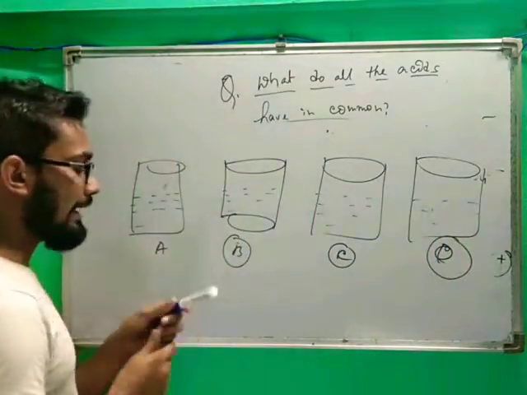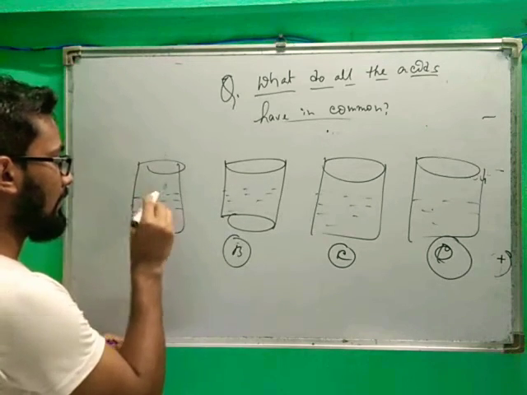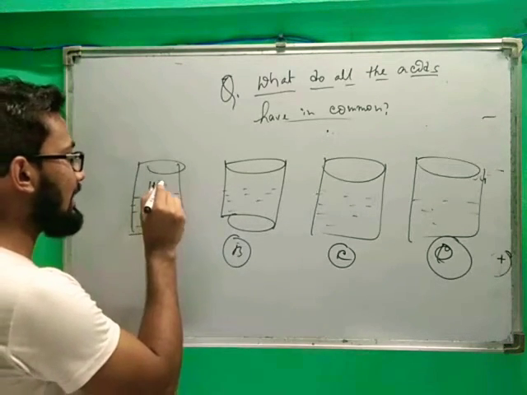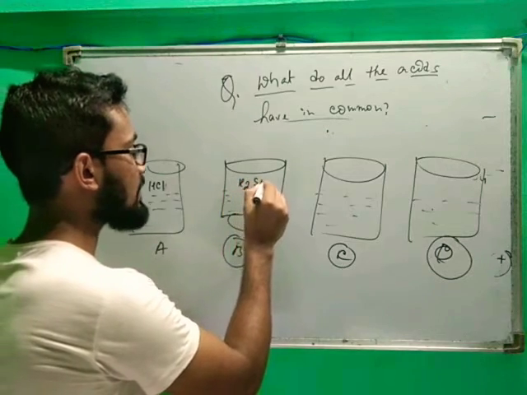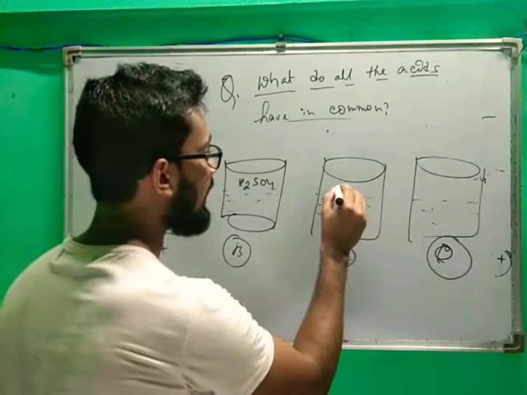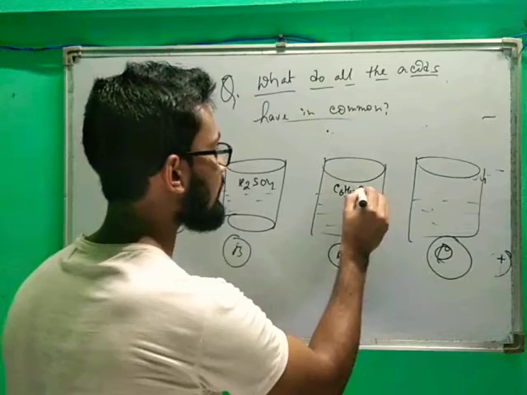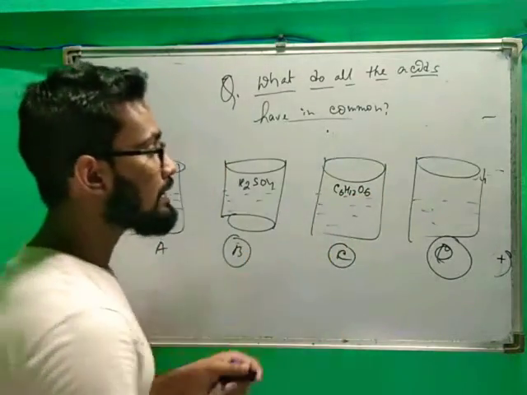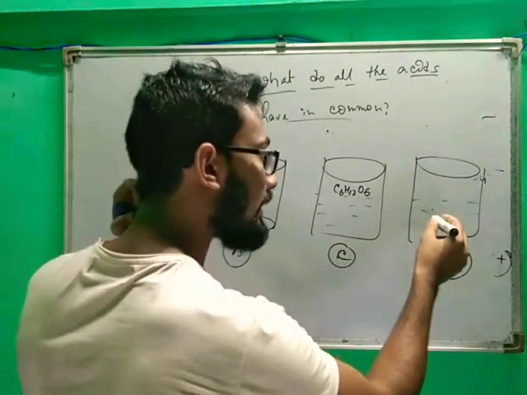Now in case of beaker A, I am adding HCl. In case of beaker B, I am adding H2SO4. In case of beaker C, I am adding glucose, C6H12O6. This is our formula of glucose. And I am taking any other type of compound.